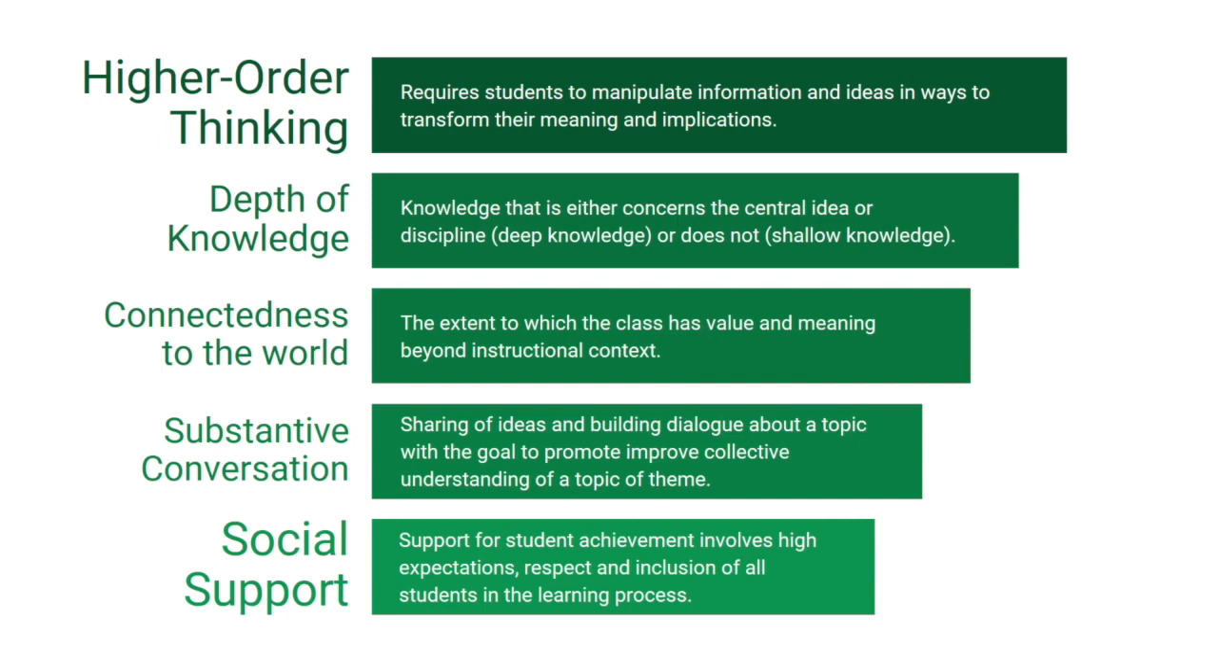In order to outline and measure authentic learning, since they're all very different depending on the discipline, one possible option is to use the 5 standards of authentic instruction. The 5 standards include higher-order thinking, or requiring students to manipulate information and ideas in ways that transform their meaning and implications. The next is depth of knowledge, which is knowledge that is deeply connected to the central idea or discipline, referred to as deep knowledge, or knowledge that's not, which is referred to as shallow knowledge.